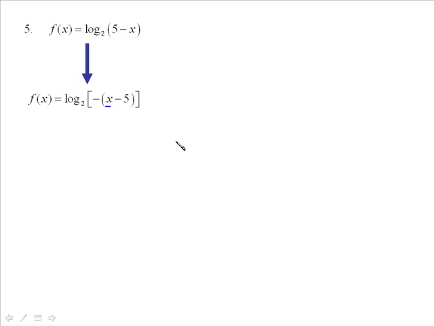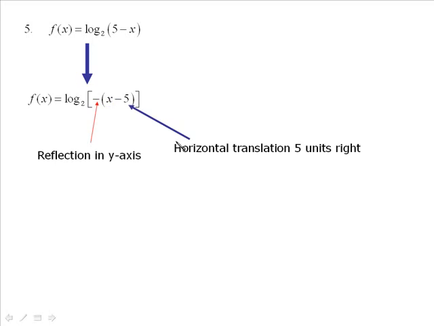And now we have two transformations to consider. We have the reflection in the y-axis, and then we also have a horizontal translation of 5 units, right? So you might remember that you need to take out a factor of negative, or whatever coefficient or multiplier is with the x term, in order to identify the horizontal translation better.